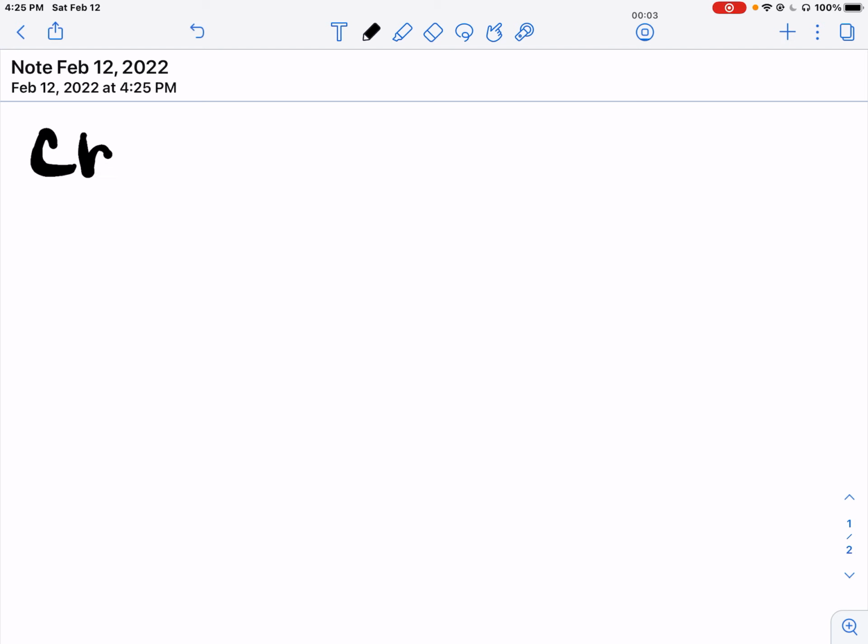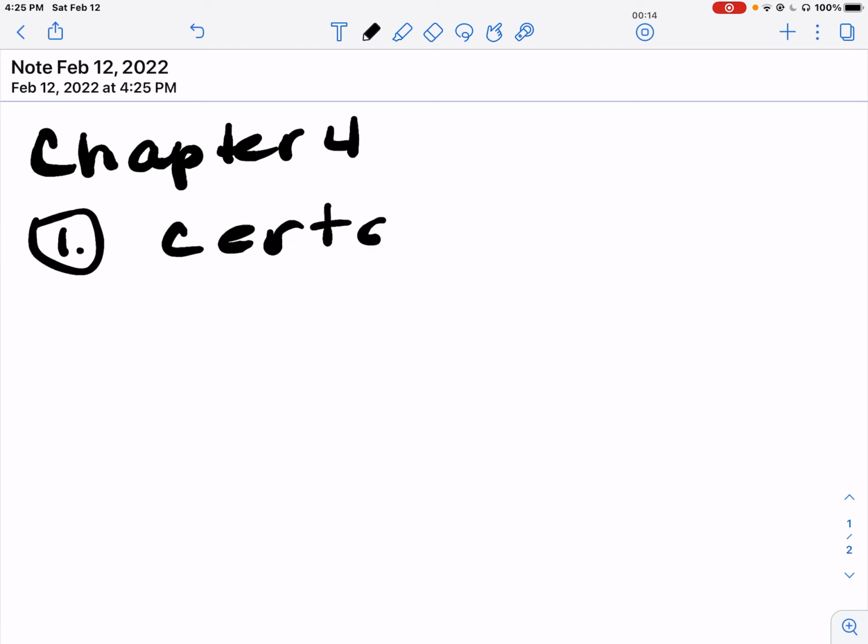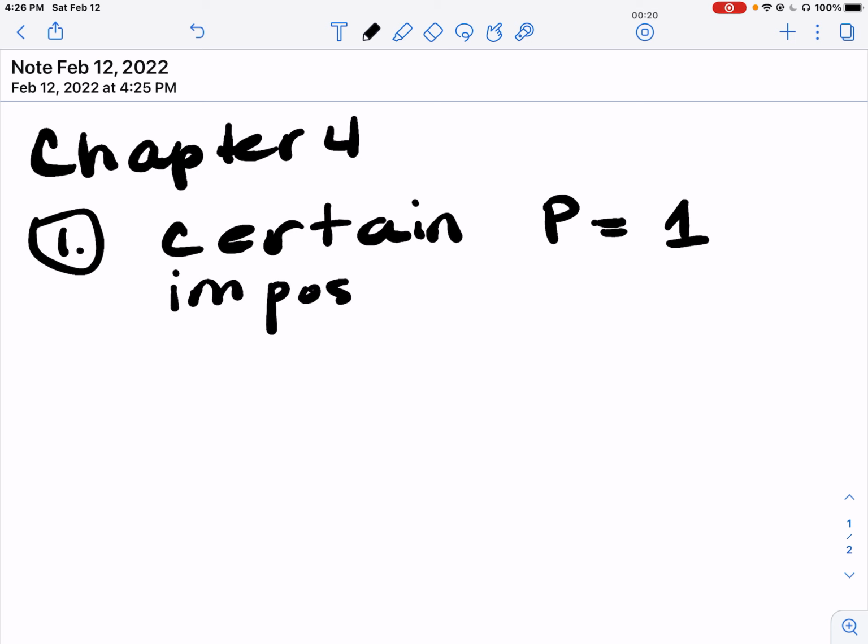For Chapter 4. Question 1 asks about certain and impossible. If something is certain, the probability equals 1. If it's impossible, the probability equals 0. Okay, and probabilities are always in between 0 and 1.